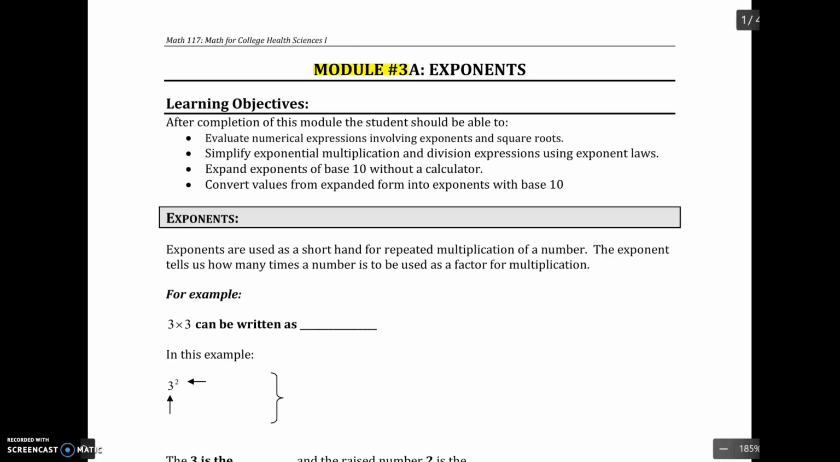Hi, this is Module 3A, Exponents. So exponents are basically a shorthand for repeated multiplication of a number. In other words, the exponent tells us how many times a number is used as a factor for multiplication.